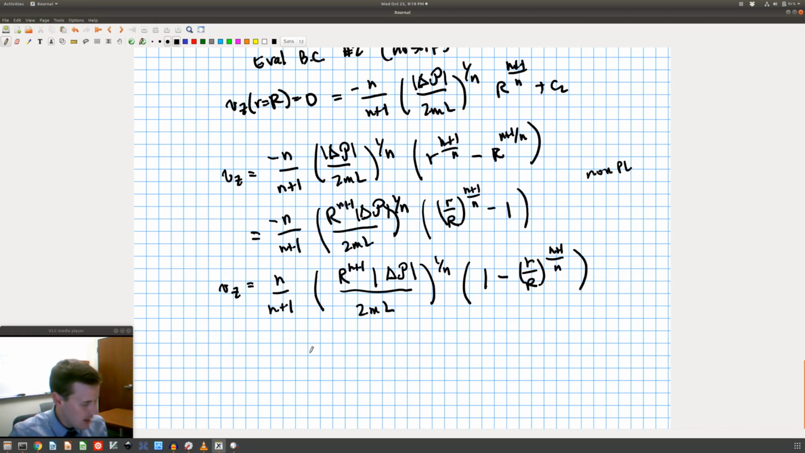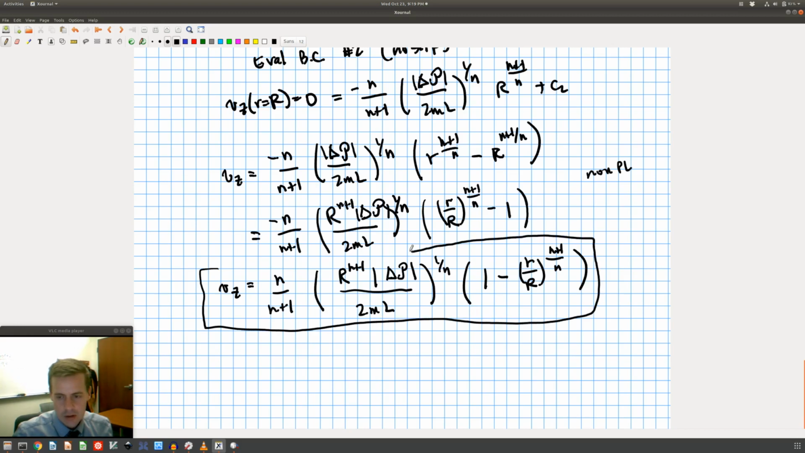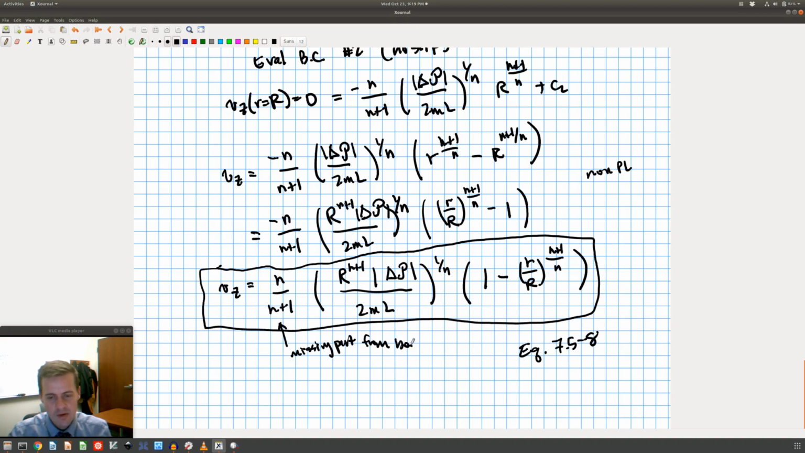Now that should look just like equation 7.5-8 in your book, except this should be there and it's not there in your book. So that's the missing part from the book. Okay? So that's how you do that.